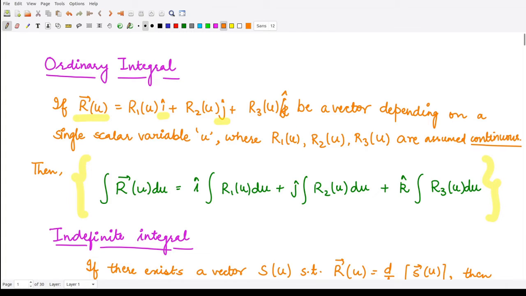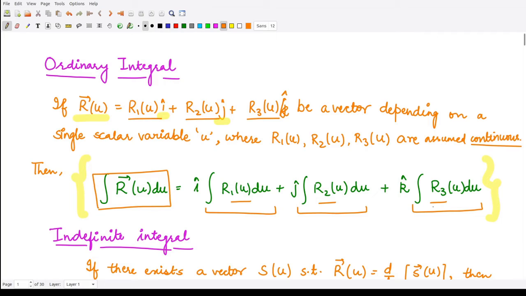Now suppose we wanted to take the integration of this vector point function r of u. Then that integration is defined as, basically, you take the individual integration of these components. That means i cap integration of r1(u) du plus j cap integration of r2(u) du plus k cap integration of r3(u) du. So basically this is the normal integration that we already know how to perform for simple functions. We have converted the integration of the vector point function into these three functions.